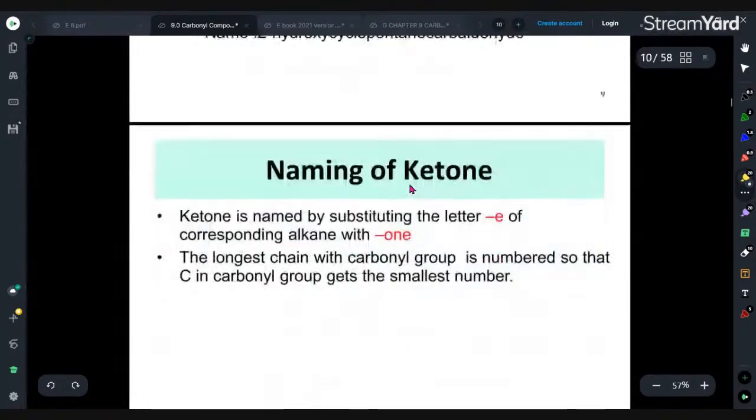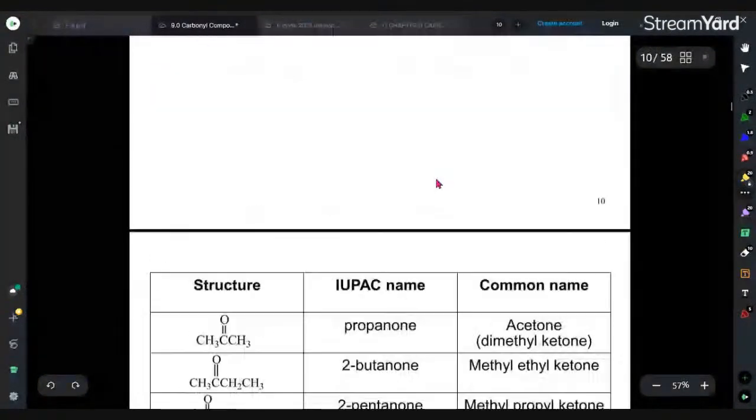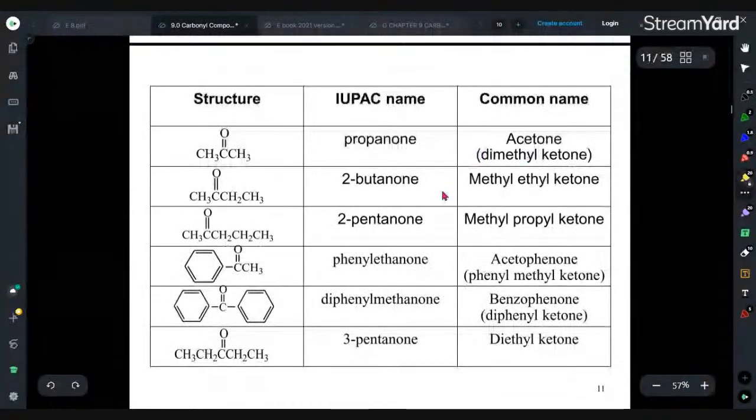For ketone, the ending is ONE. Propanone, acetone, 2-butanone, methyl ketone. You can put ketone as the parent name when it becomes a common name.